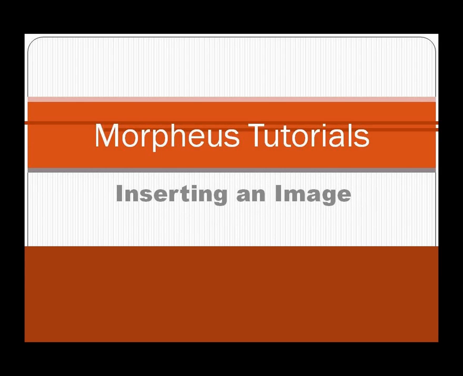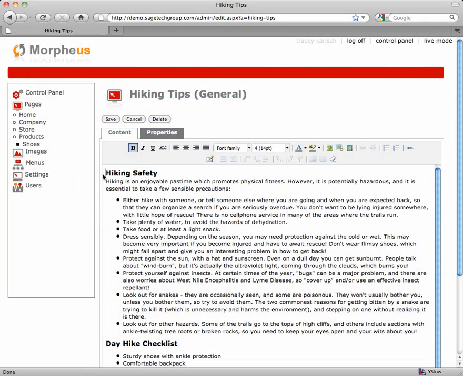This tutorial will show you how to insert and modify an image on a web page within the Morpheus Content Management tool. First, you'll log on to the system and enter the edit mode of the page. To insert a new image, click the Insert Edit Image button in the toolbar.